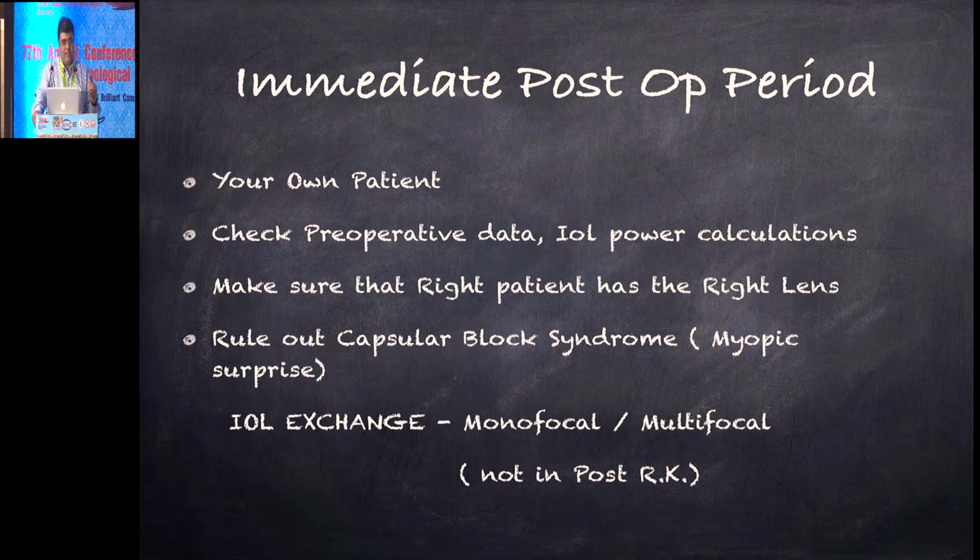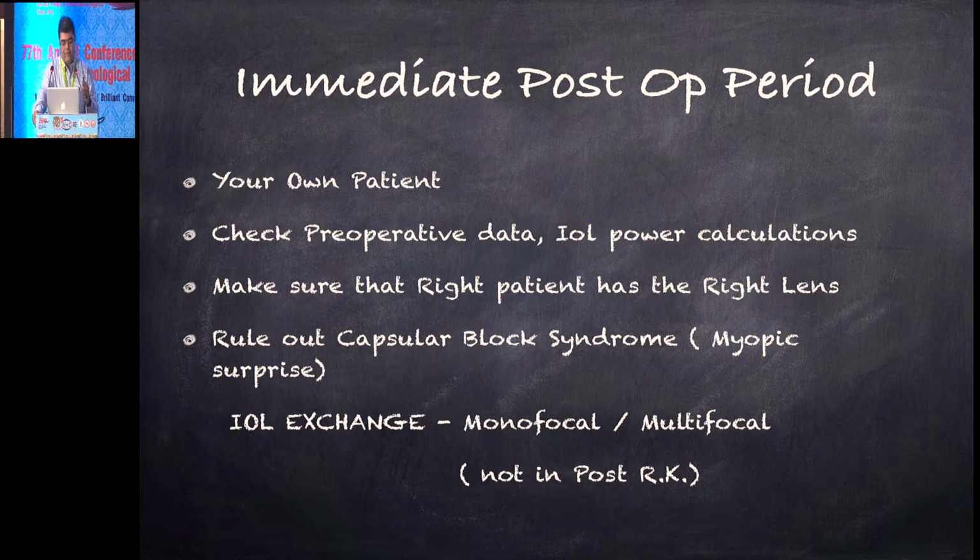Of course, in the immediate post-operative period, if you have a myopic surprise, say of -2 diopter or something like that, you should rule out capsular block syndrome. That's the accumulation of the viscoelastic and other material behind the lens in the capsular bag, which can push the IOL forward and lead to myopia immediately. That condition needs to be tackled with YAG capsulotomy. Once you do that YAG cap, the lens pushes back, goes in its place, and settles down.